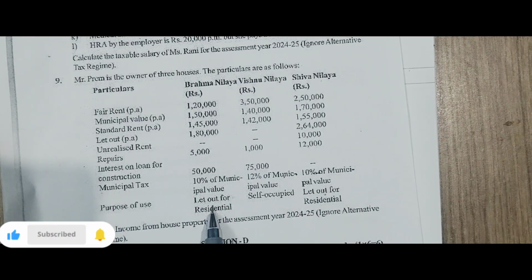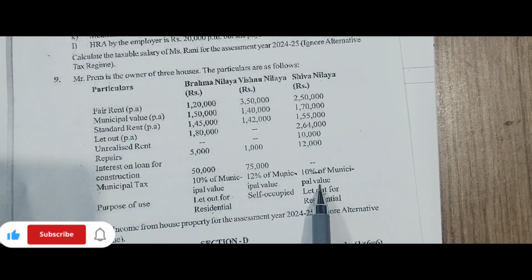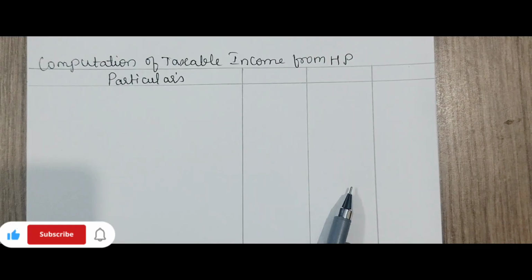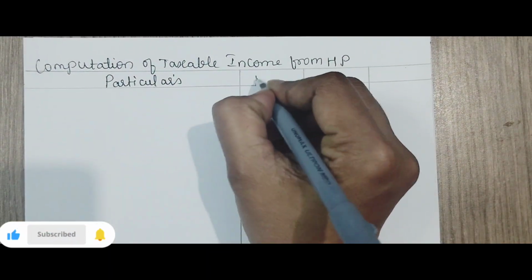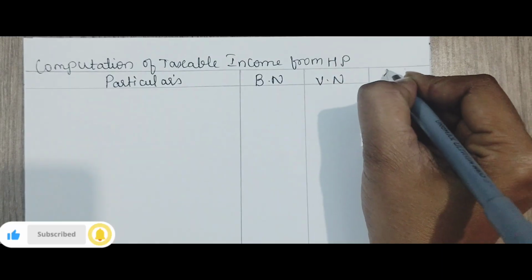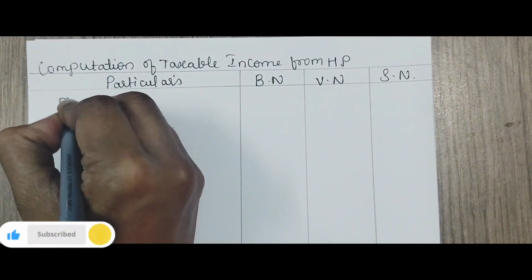The first house is let out for residential purpose. The second house is self-occupied. The third house is let out for residential purpose. So here you are calculating for the first house and the third house. The second house is self-occupied property, so you are not going to calculate. What is the first house? Brahma Nilaya, Vishnu Nilaya, Shiva Nilaya. First you need to take municipal value.